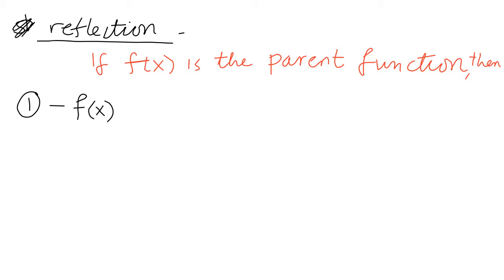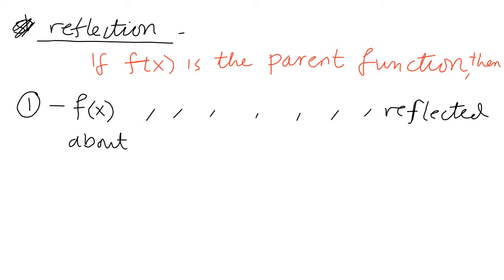What will happen if you multiply f of x by minus? This is the parent function reflected about x-axis. See the minus outside the parent function. So if I multiply a function by minus, this reflects the function about x-axis.